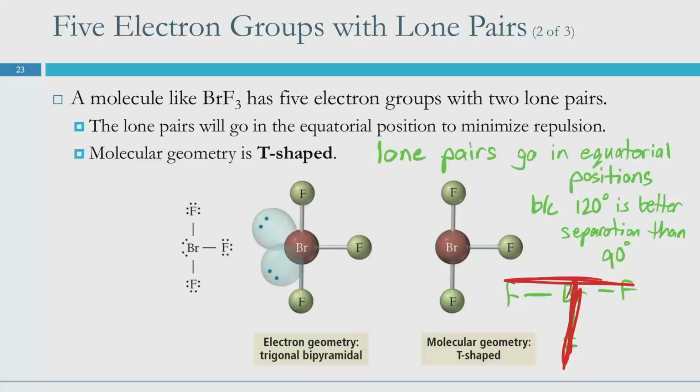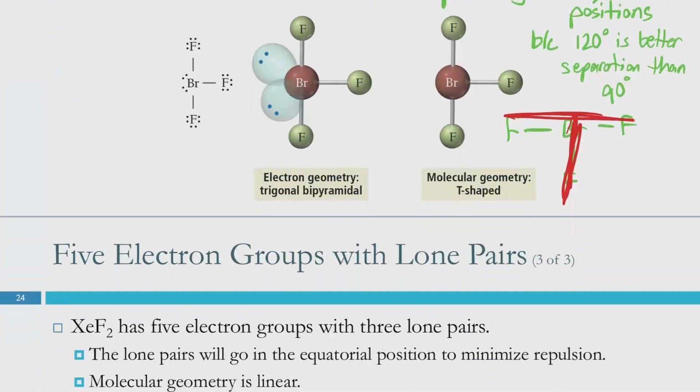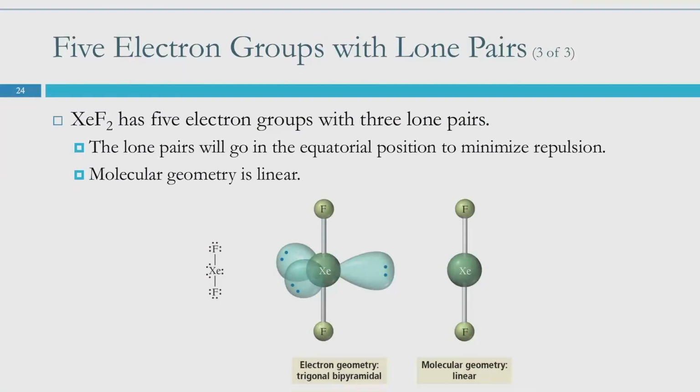So that's our T-shaped. What if we added one more lone pair? Where would we expect that lone pair to go? Would it go in position A, B, or C? It would go in B, because that puts it in an equatorial position, so then it's 120 degrees from the other lone pairs. And that indeed is what we see.